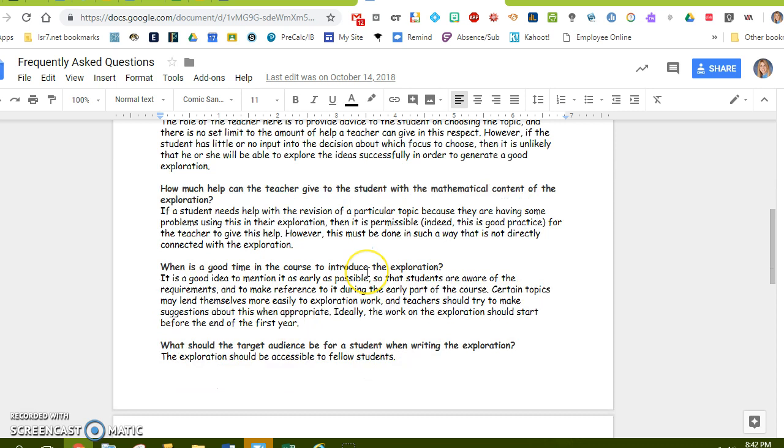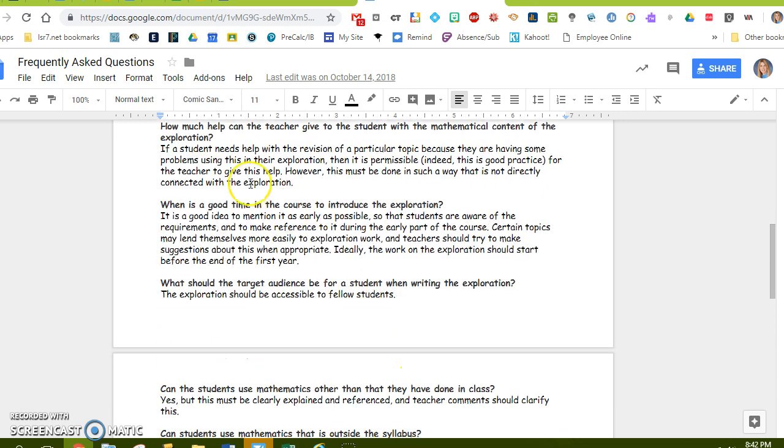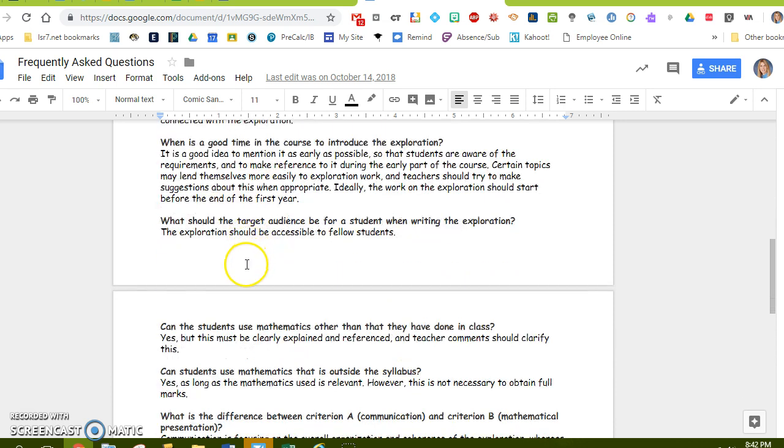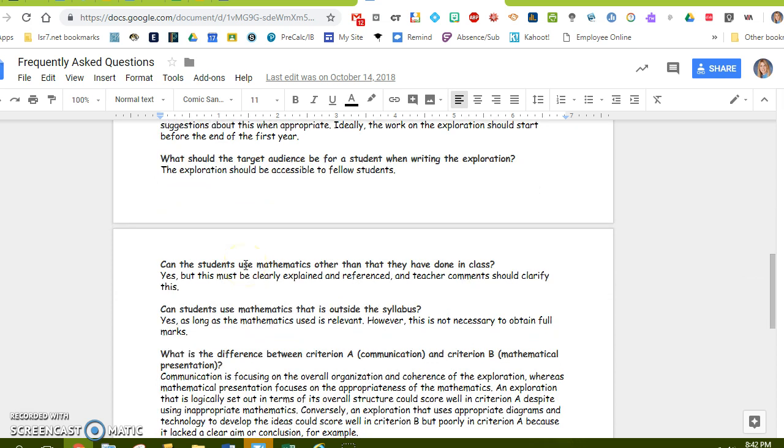When is a good time to introduce the exploration? Obviously as early as possible, that's why we're doing it now. The target audience, again, should be your fellow students, so you're not writing for a doctor at a college, somebody with a doctorate in math, you're writing for your peers.